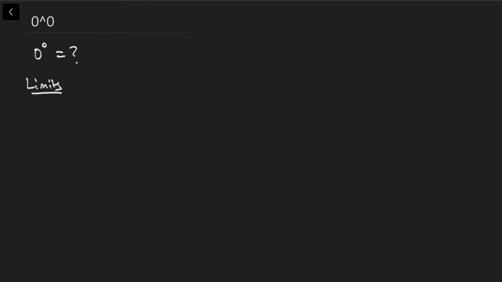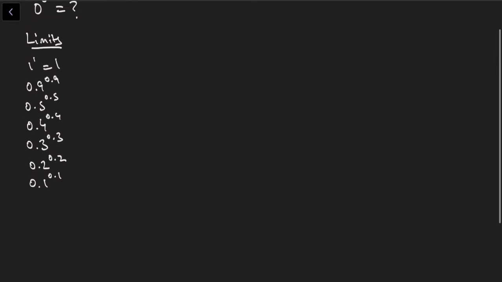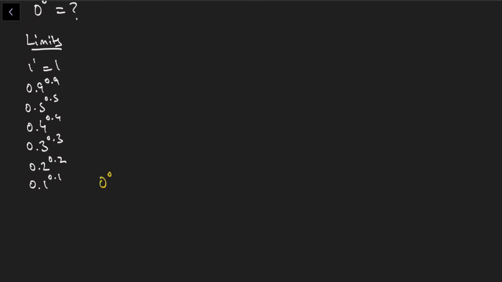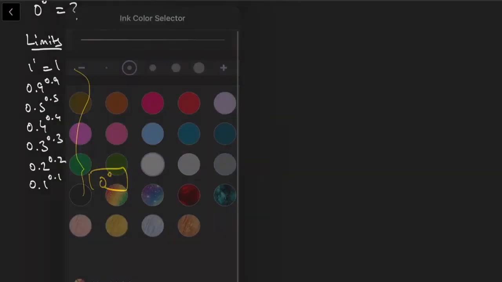and the way we're going to go from there is we'll start with 1 raised to 1, which is 1, 0.9 raised to 0.9, and as we keep going down, let's just skip ahead a few numbers. 0.5 raised to 0.5, 0.4 raised to 0.4, 0.3 raised to 0.3, 0.2 raised to 0.2, and you see where we're getting here. We're continuously going back to 0 raised to 0 in this whole sequence.